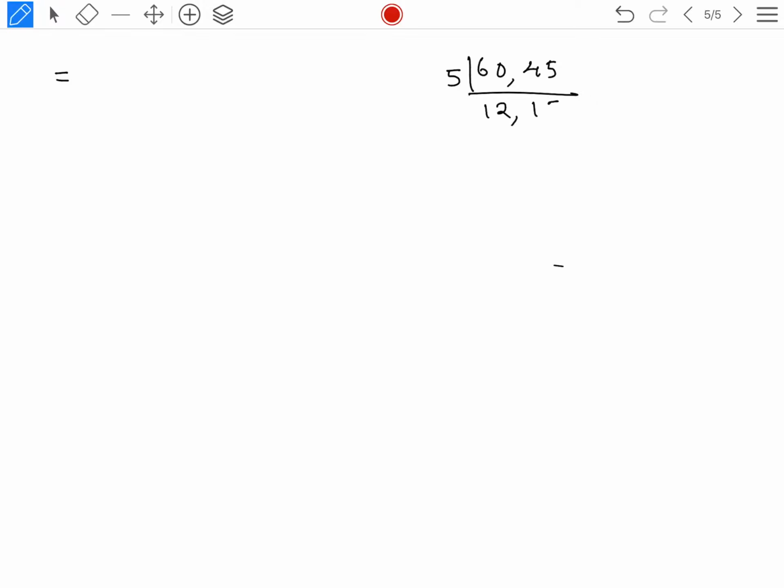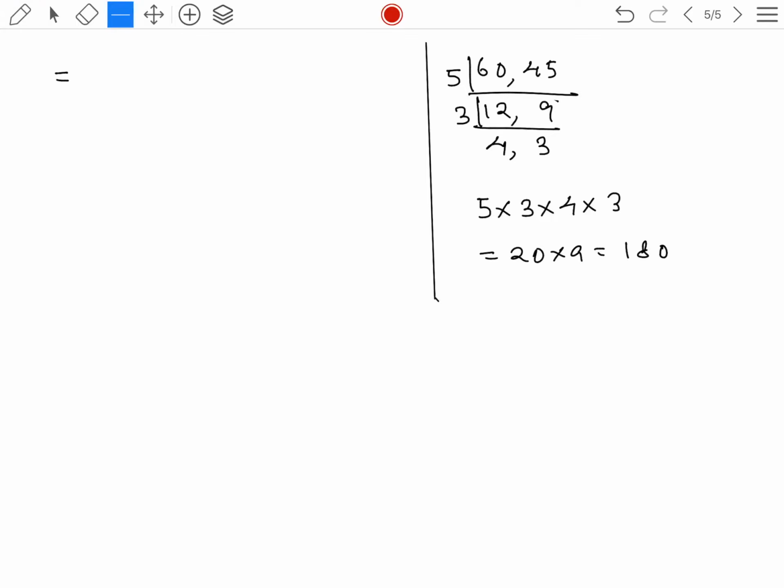Then 5 ones are 5, 5 3. Wait. What I did? We know that 5 nines are 45. Yes or no? 5 nines are 45. Then 12 and 9, they are divisible by 3. Okay. So from this step, if we find the LCM, it is 5 into 3 into 4 into 3. That means 20 into 9 means 180. Okay, so our LCM will be 180.